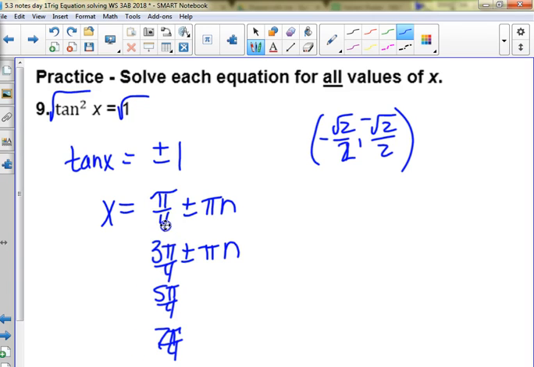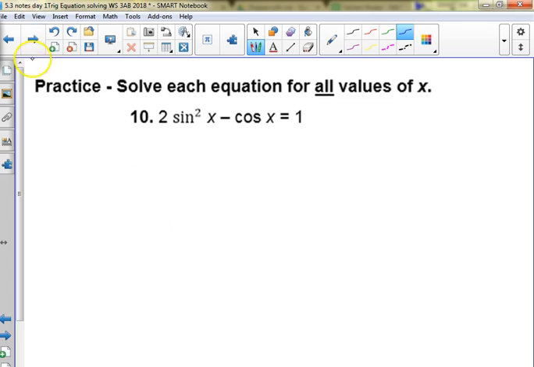Okay, what's the tangent at pi over 4? And you square it, you're going to get a 1, right? The tangent at 3 pi over 4 is negative 1. You square it, you're going to get a positive 1. Yeah, these all work, however you want to write it. All right. Can I do this?